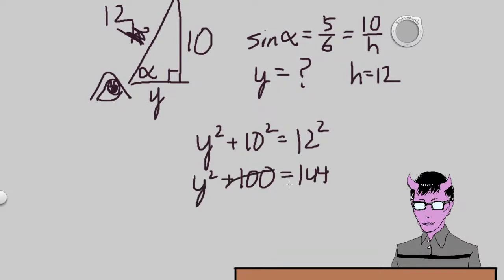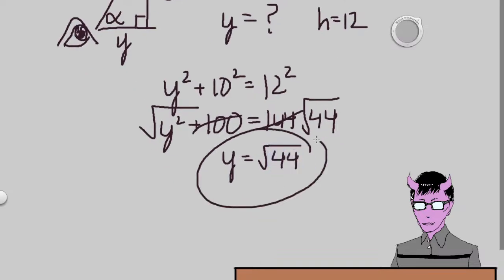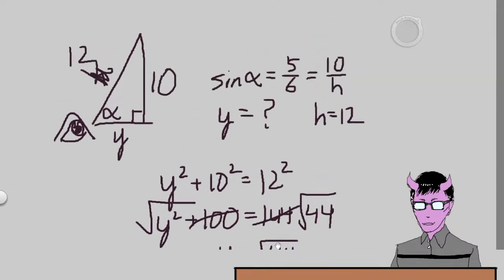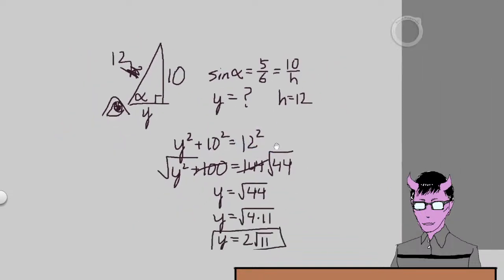So minus 100 from both sides. We're going to apply square root to both sides, dropping the negative value. So y is therefore equal to positive square root of 44. We can factor out the 4 from the 44, thereby getting 4 times 11. We can take the square root of 4. So final answer, y is equal to 2 root 11. Is that what it's asking for? Yes, it is.